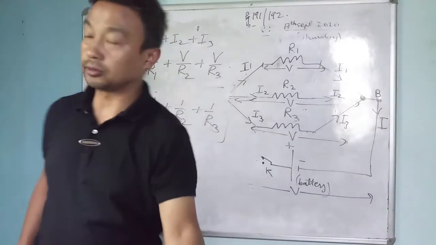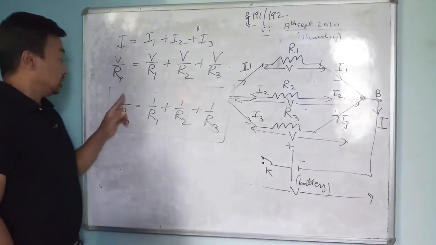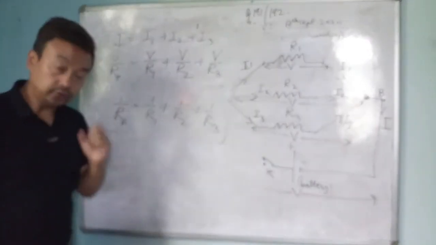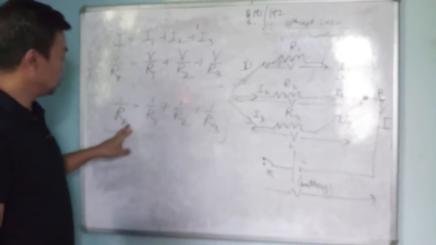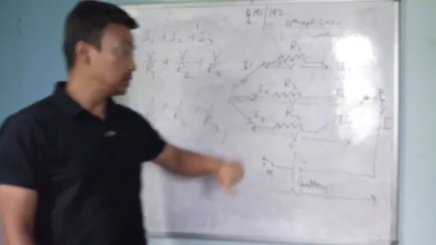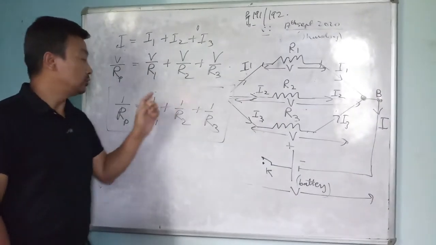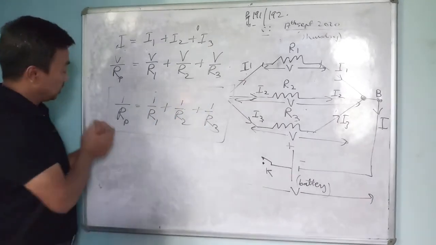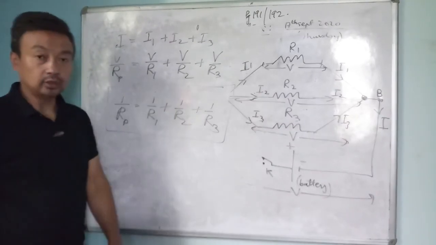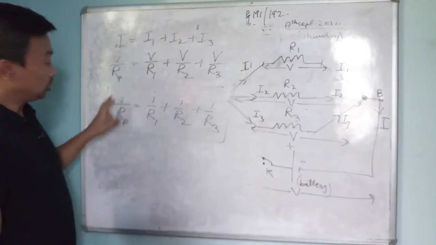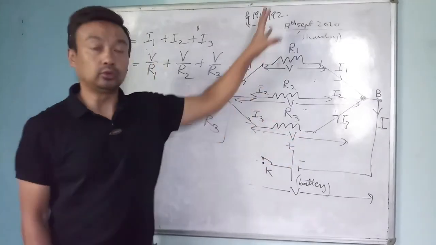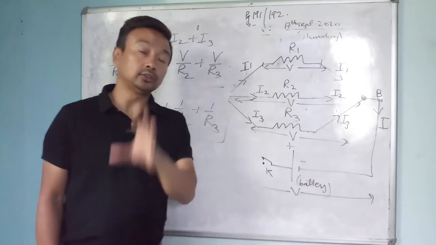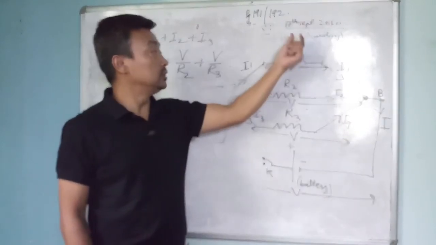So what do we see here? We see that it is a reciprocal. That means the reciprocal of the equivalent resistance in the parallel combination is equal to the sum of the reciprocals of the individual resistances. So what do we observe is the total resistance we get in the parallel, that total resistance will be less than the individual resistance.